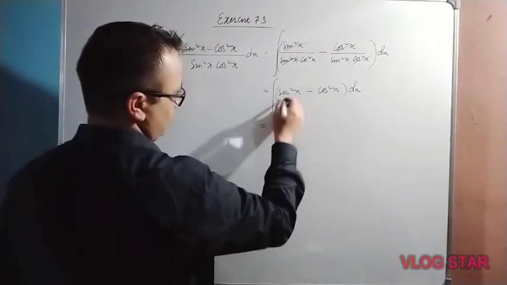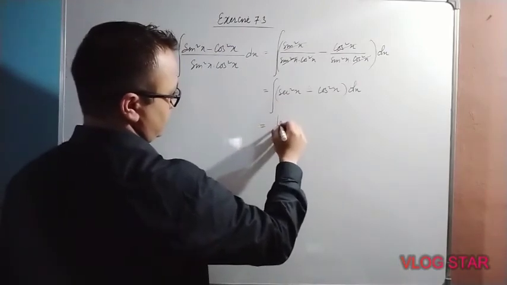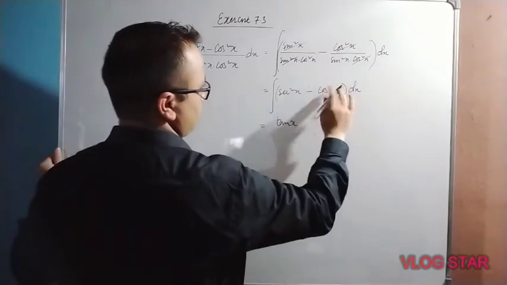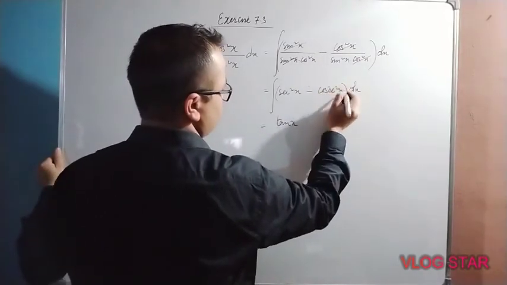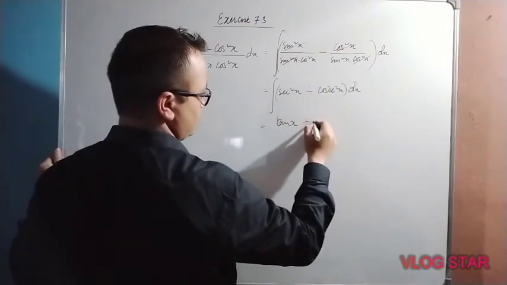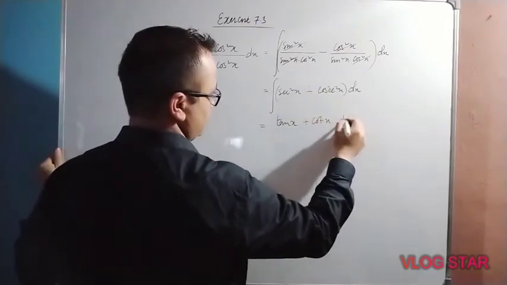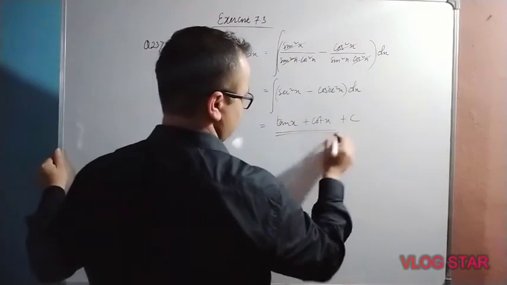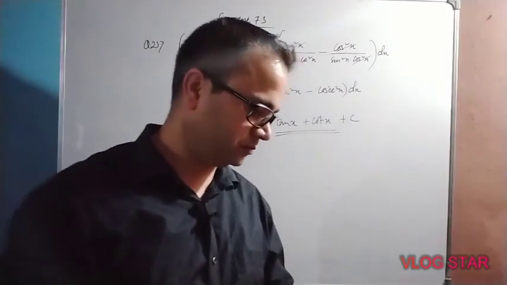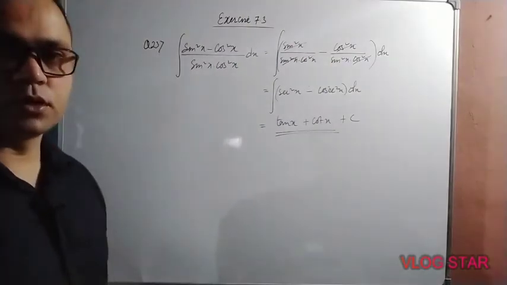What is the integration of sec square x? It is tan x. What is the integration of cosec square x? It is minus cot x. So minus into minus is plus. It is tan x plus cot x plus c. Okay, this was for today. Thank you.